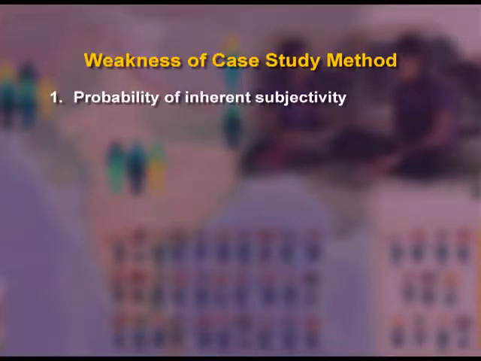Weakness of case study method. First, probability of inherent subjectivity. Use of the case study method can be stereotyped as a weak sibling among social science methods. Here, the investigator is often found to deviate from his academic discipline, which sometimes leads to insufficient precision, objectivity, and rigorous investigation.